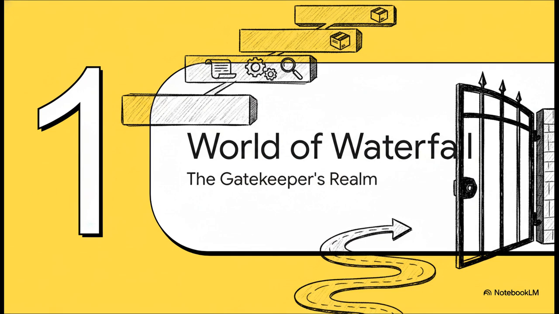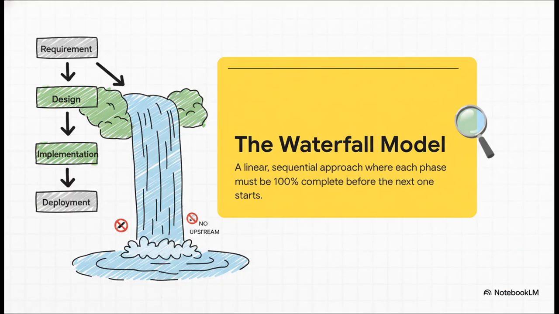This is the OG, the traditional, super structured way of making software. Think of it as the Gatekeeper's realm. And the name really says it all, doesn't it? Just picture a real waterfall. Water only flows one way, down. And once it's gone over the edge, it's not coming back up. That is exactly how this model works.